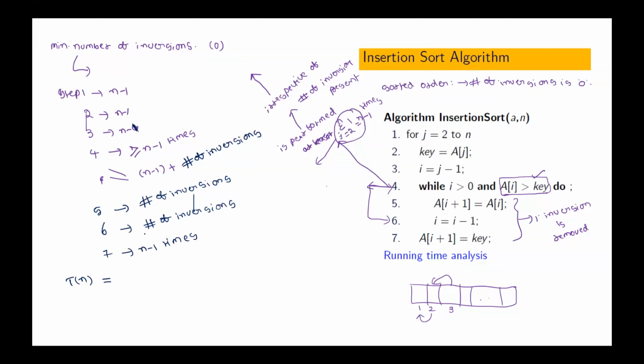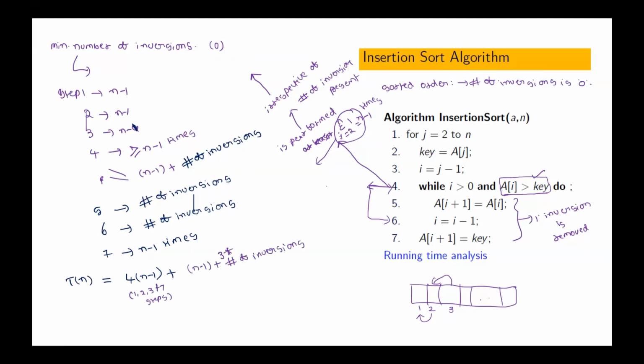N minus 1. So these 4 n minus 1s we can write plus 1, 2, 3, 7. It is 1, 2, 3, and 7 steps. Is that okay? Plus, now fourth step, how much? N minus 1 plus number of inversions. Fifth step, again number of inversions. So we can say 3 into number of inversions.